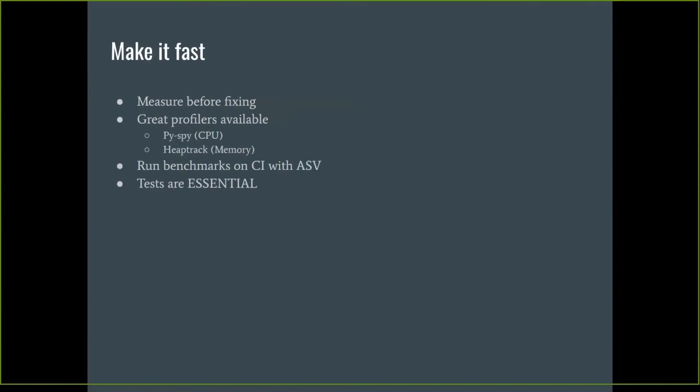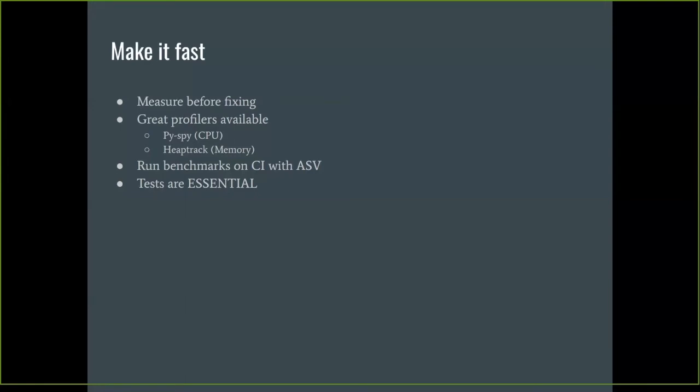Finally, the third step is make it fast. Before you try to make something fast, remember that if you can't measure, you can't really be sure that you're optimizing the right thing. In the Python case, there are great profilers, and I particularly like PySpy for tracking CPU usage for functions, and HeapTrack for tracking memory consumption and what's being allocated or not. In our specific case, it's also great because both tools work with Python extensions, even extensions that are written in Rust like ours is.